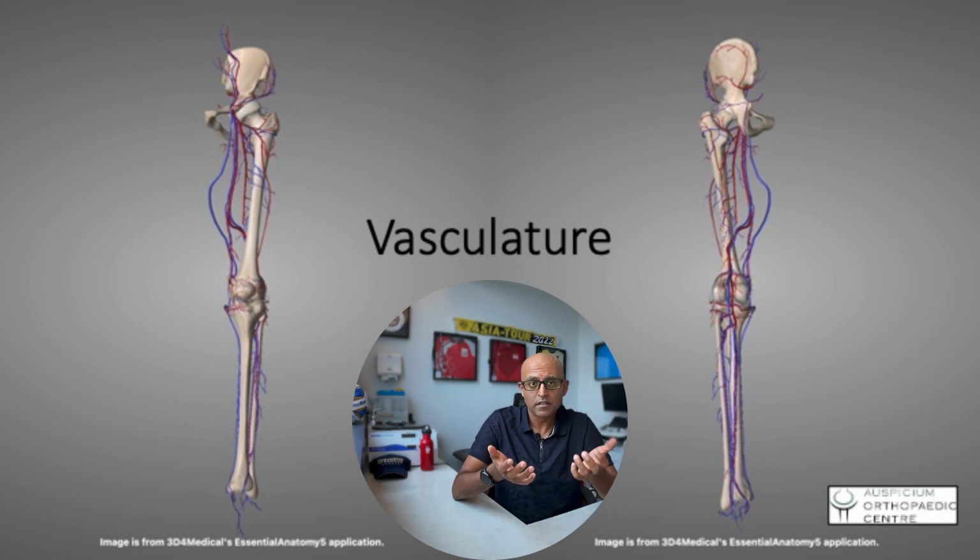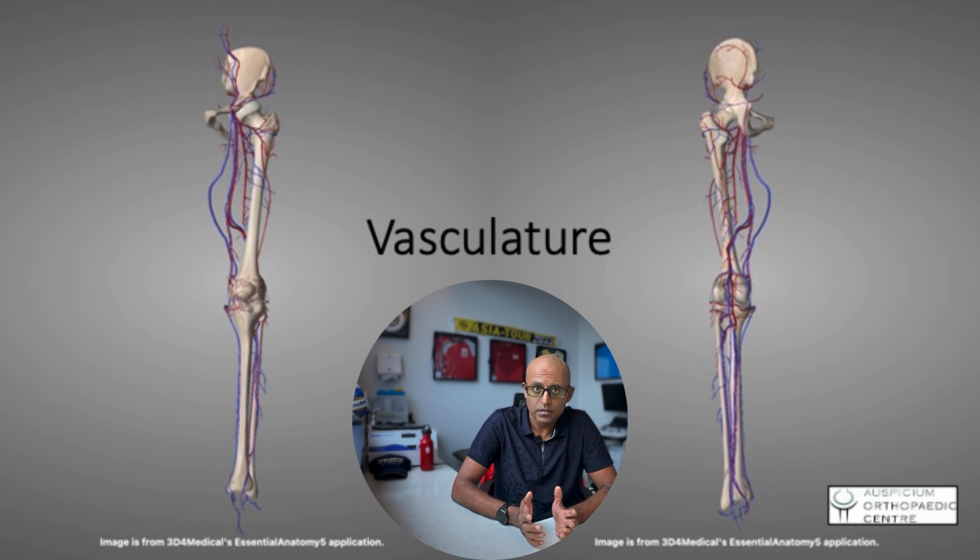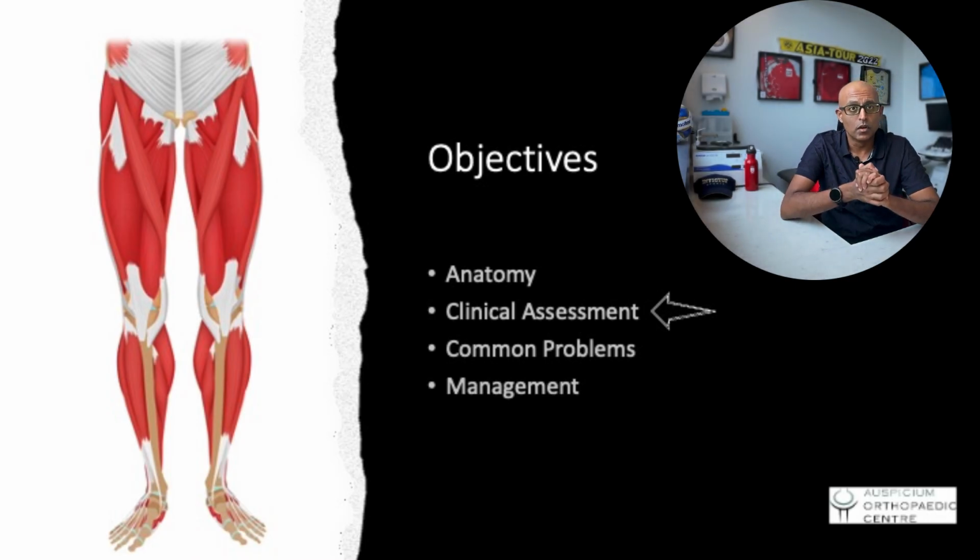In the case of pain around the knee, could it be from a vascular structure such as a popliteal artery entrapment or a popliteal aneurysm? So again, checking for these, checking the pulses, listening for bruits, and being aware of the key vascular structures in and around the thigh and the knee are very, very important. So now let's move on to assessing this area a little bit more from a clinical context.